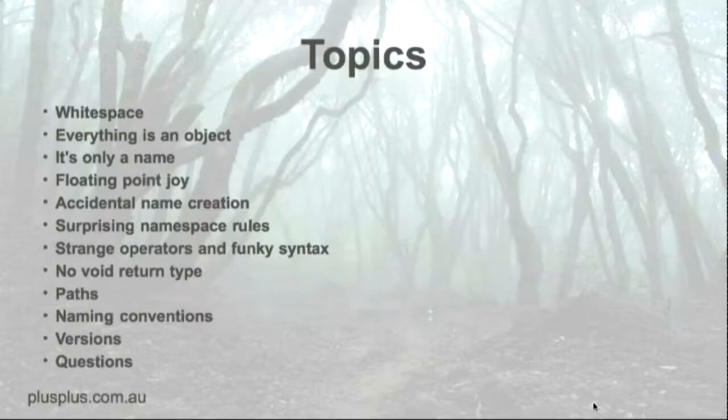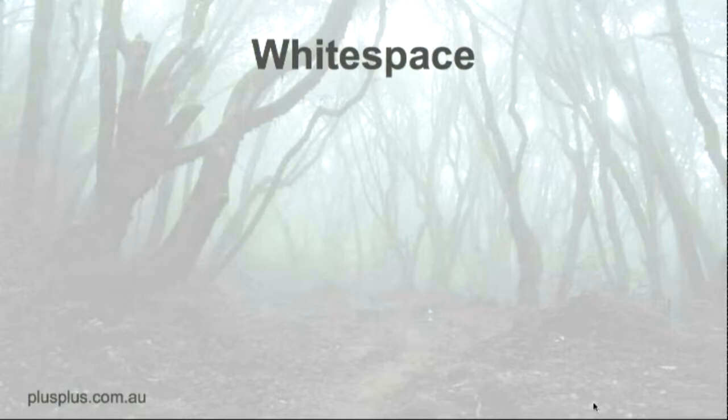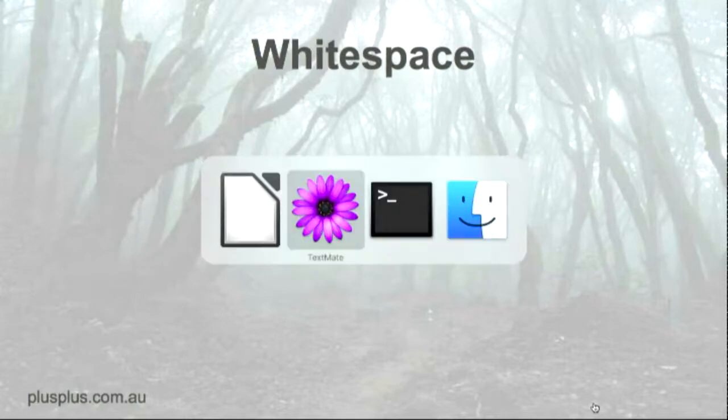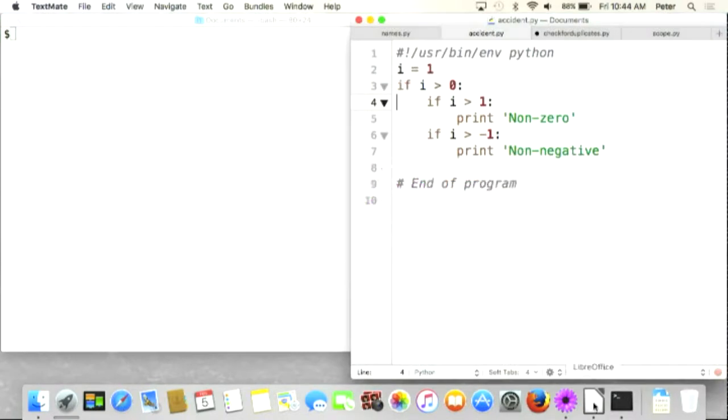This isn't a language comparison talk, though. The topics that I'll be looking at, albeit briefly, are whitespace, about objects, names, floating point, joy, naming, some funky syntax, and a couple of other areas that I particularly find self-taught people fall over in. So let's start with whitespace. I love whitespace.